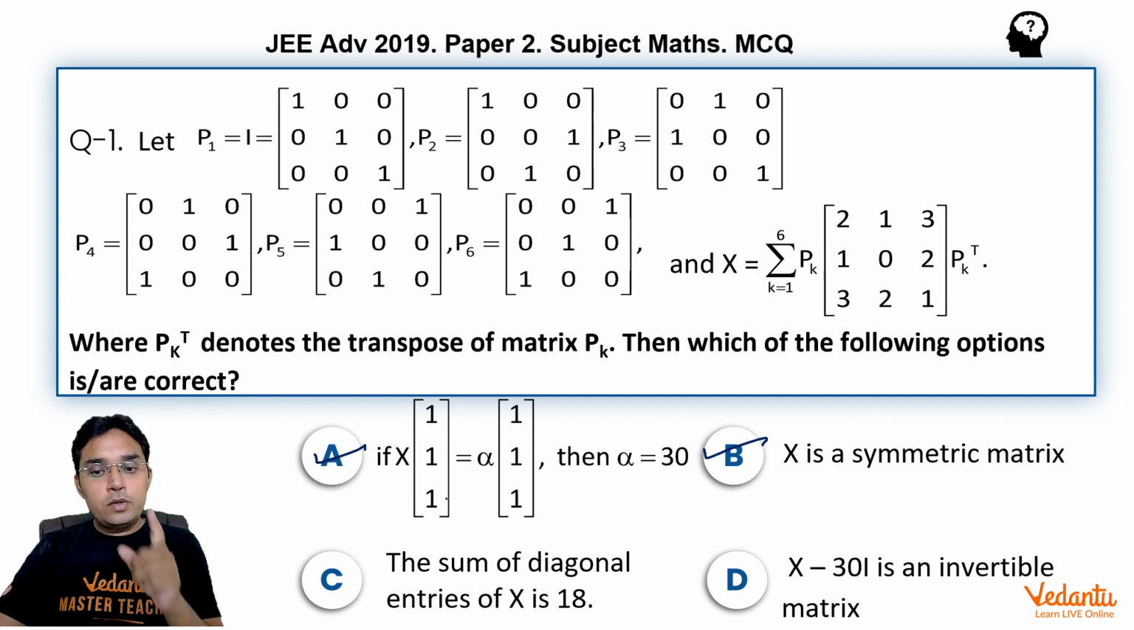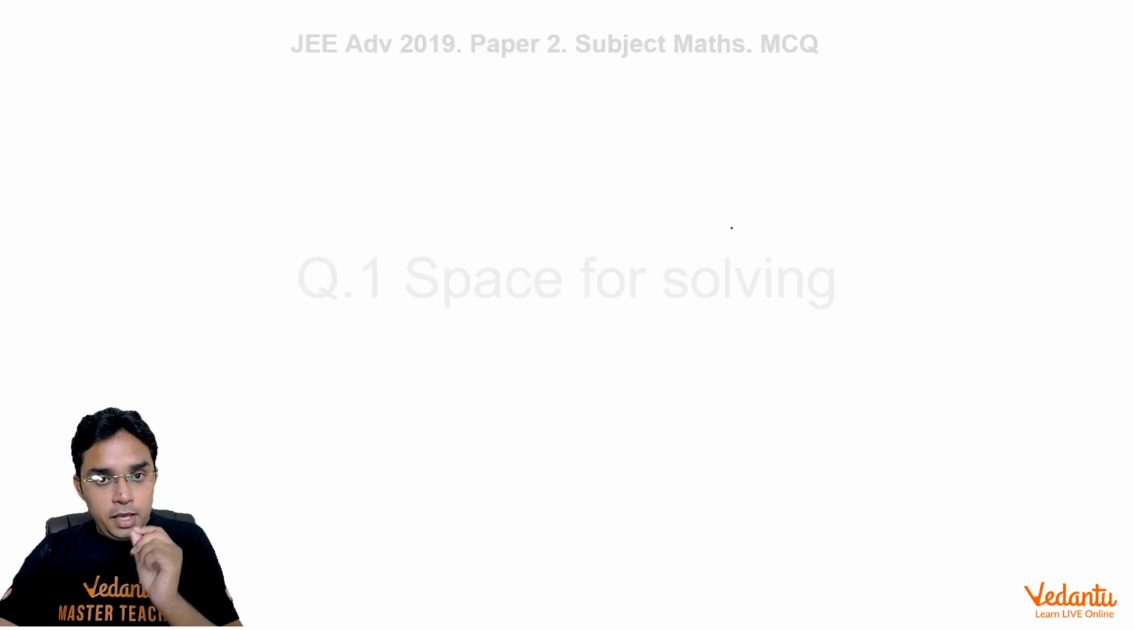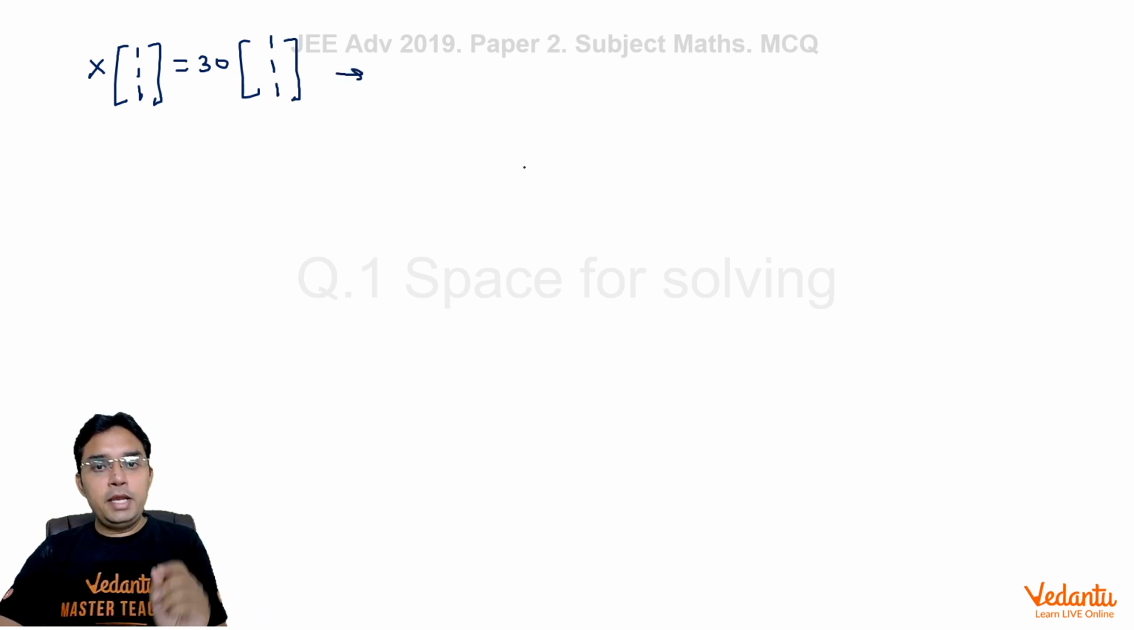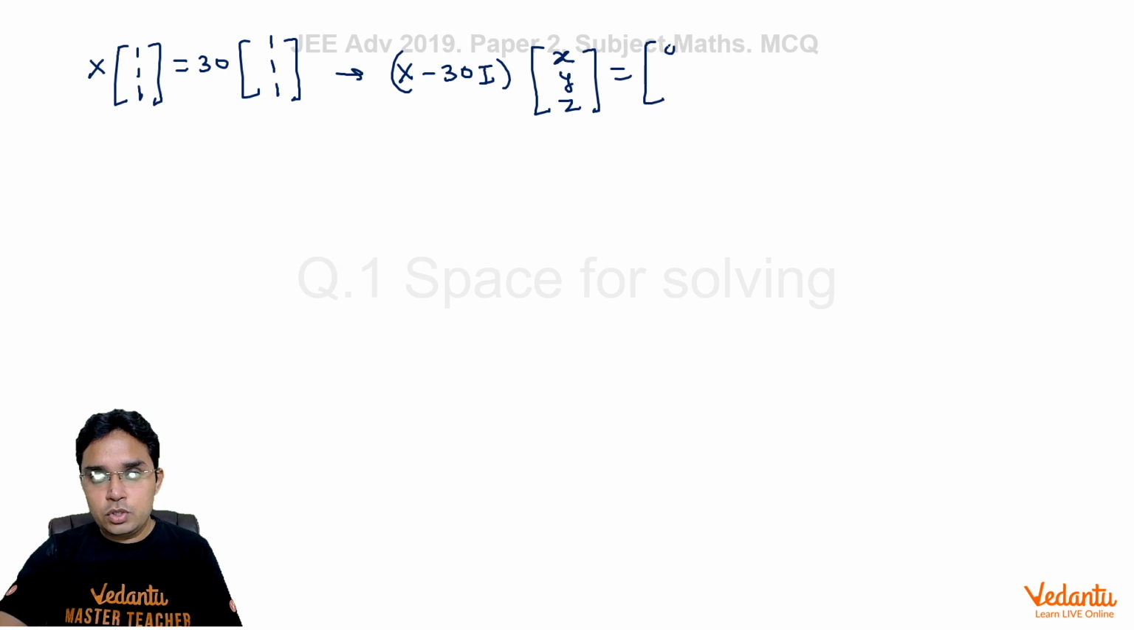Now I am coming to the D part, because this D part is a direct consequence of the A part only. Let us see how. In the A part we proved that X into [1 1 1] is equal to 30 times [1 1 1]. If I bring this 30 into [1 1 1] on the left hand side, it will become (X minus 30I) into [1 1 1], but I am writing this as small x y z equal to [0 0 0] on the right hand side.